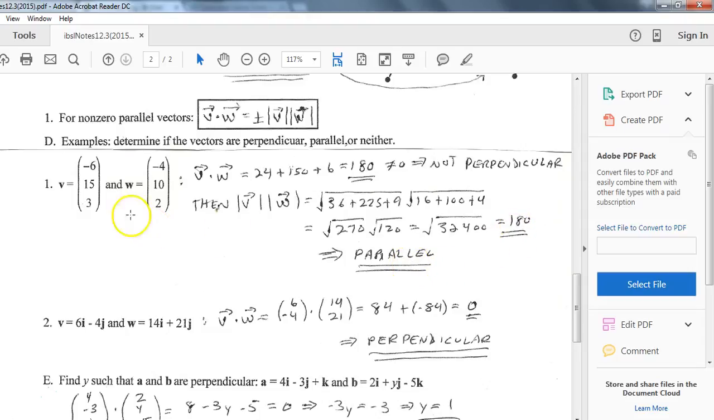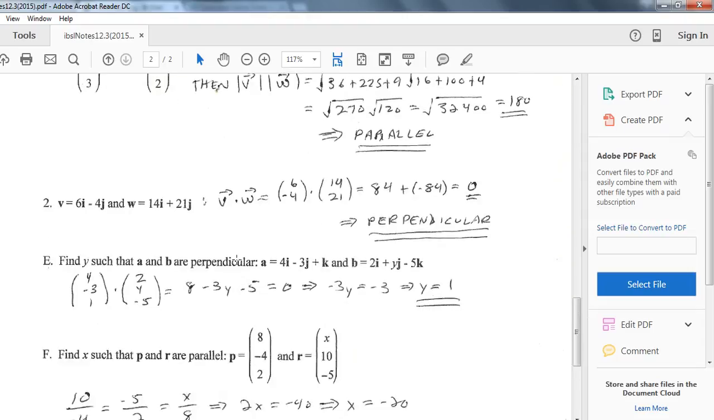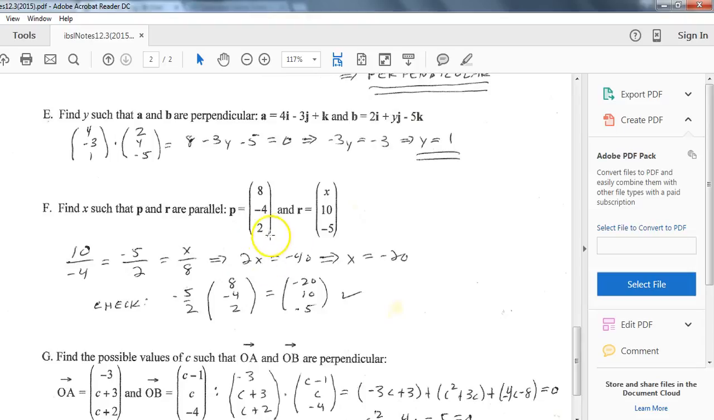But again, you might have noticed that vector w is a scalar multiple of vector v. If you're not sure, because this was not as clear, those numbers are not as obvious, just do some ratio testing. Is negative 4 divided by negative 6 the same as 10 divided by 15, the same as 2 divided by 3? If I get the same answer every time, then this is a scalar multiple of vector v. And so you could have figured it out that way as well.